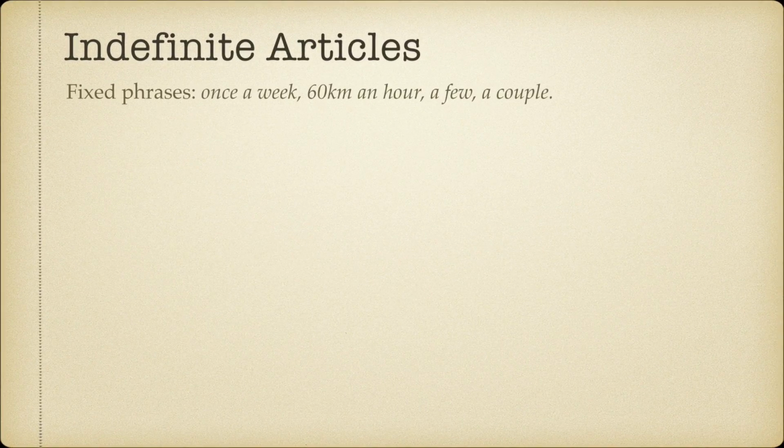Fixed phrases such as once a week, 60 kilometers an hour, a few, a couple. Because these are not specific. Once a week is every week, not any specific week. 60 kilometers an hour is every hour, not any specific hour. A few is any few. It doesn't matter which ones. The same goes for a couple.